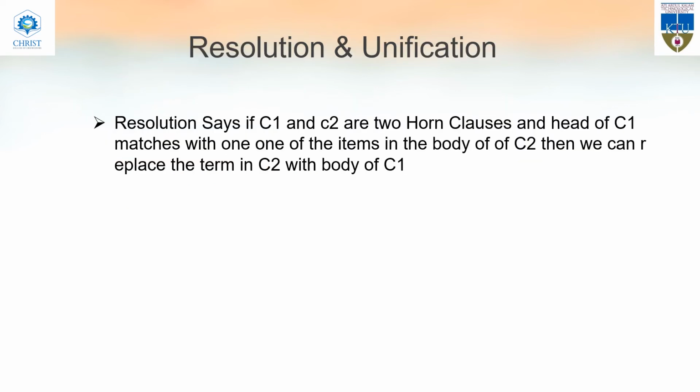Now, in this slide, we'll be dealing with resolution and unification. When you deal with Prolog, there are three things that you need to learn. The first one is resolution, the second one is unification, then the third one is learning with backtracking. So what do you mean by resolution? Resolution says that if C1 and C2 are two Horn clauses, and C1 matches with one of the items of the body in C2, then we can replace the term in C2 with the body of C1.